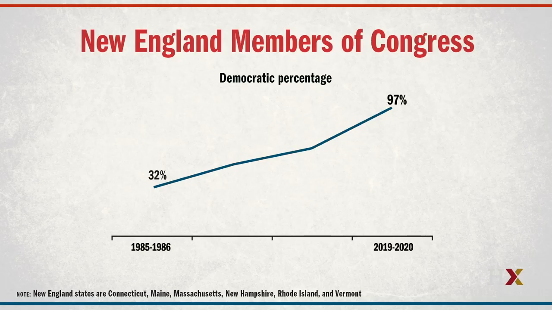Here's a chart that illustrates that trend. As you can see, even as late as the mid-1980s, Democrats held a small share of New England's congressional seats. Today, they have the large share. New England has become a Democratic stronghold. We'll discuss these developments at length in a later session on political parties.